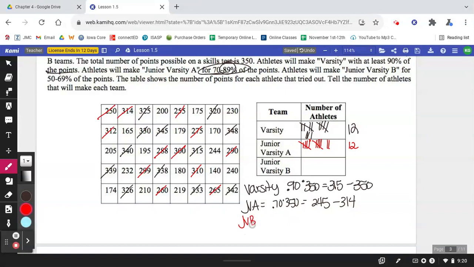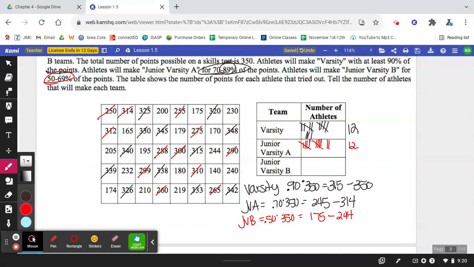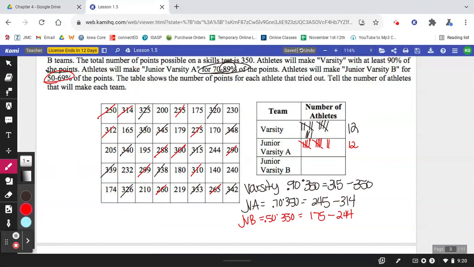Now for JVB, I have between 50% to 69%, and 50% of 350 is 175, all the way up to 244, because once they make 245, then they make JVA. I'll just do light blue. So we're looking for 175 and higher.